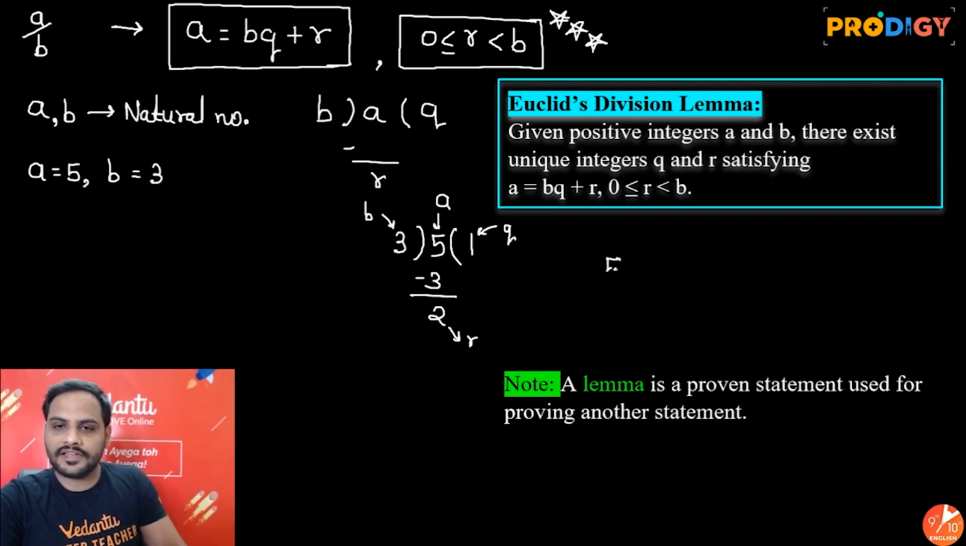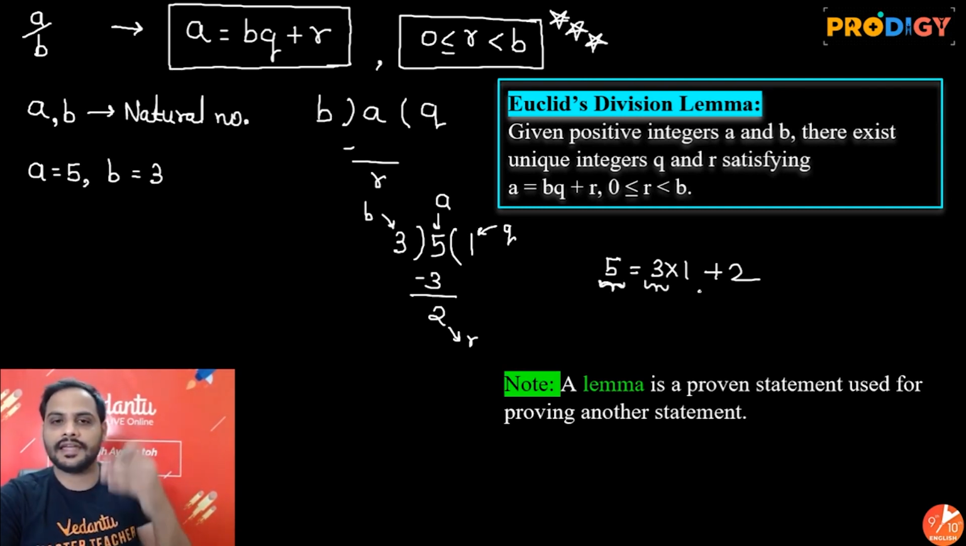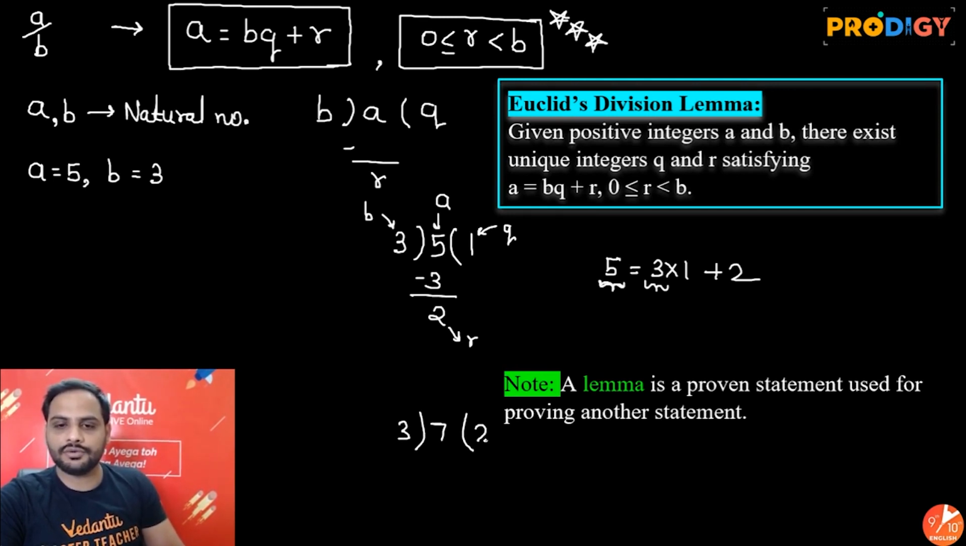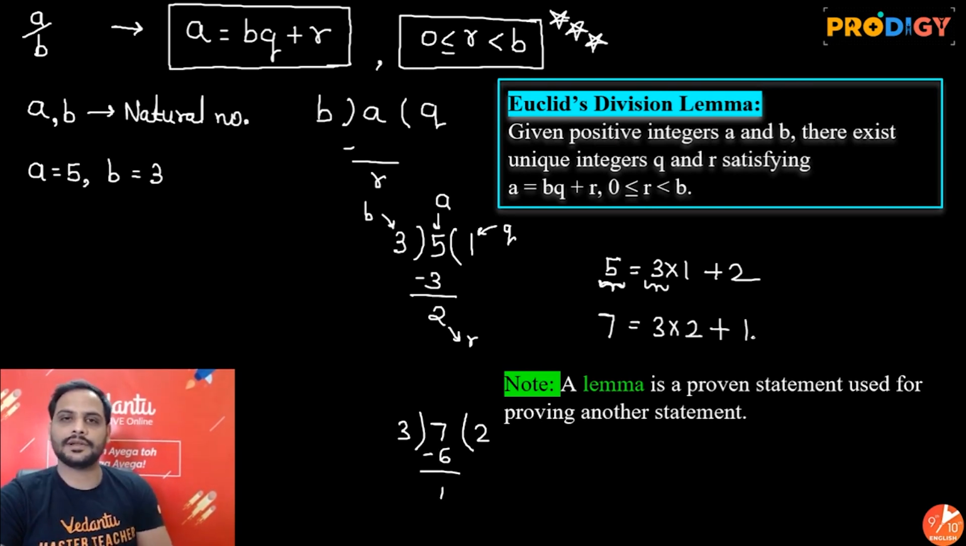So I can say 5 can be written as 3 into 1 plus 2. So this is how I have related A and B. Now suppose I put the value of A as 7. So 7 divided by 3, again: 3 2s are 6, remainder 1. So 7 I can write as 3 into 2 plus remainder 1.